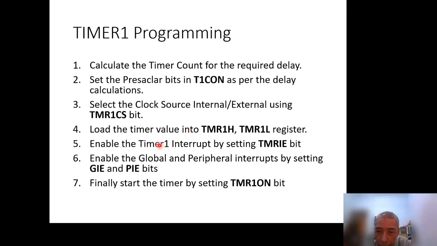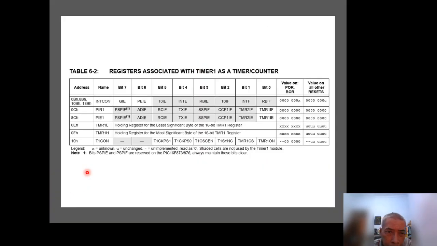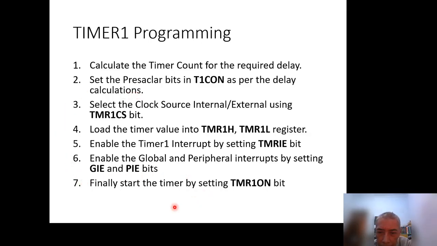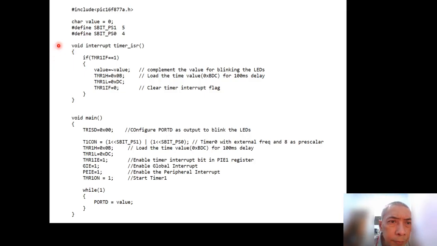Then enable the timer interrupt using the TMR1IE bit. Then enable the global and peripheral interrupt using the INTCON, bit 7 and bit 6. And then finally start the timer by setting TMR1ON. So you can set on or off using this bit. Okay, so this is the bare metal programming, but don't worry, because we can use constants according to our registers to set up the timer. So this is the example.